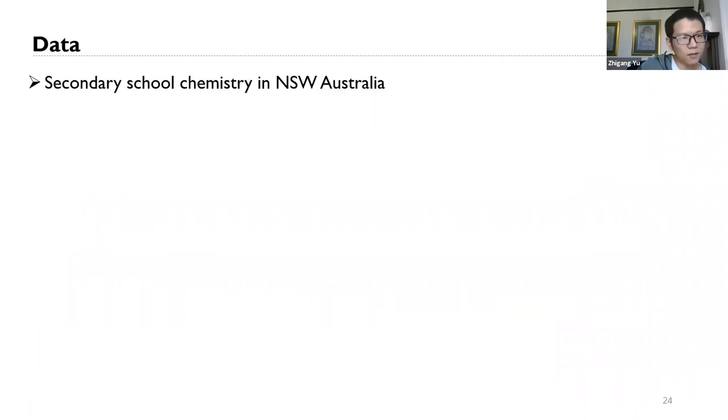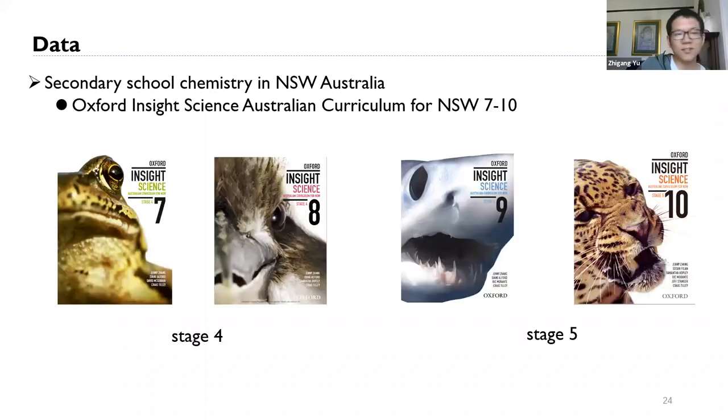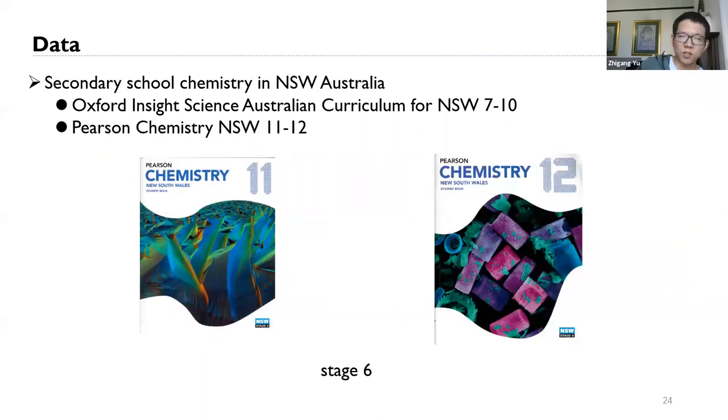So a little bit about data. I used secondary school chemistry textbooks in New South Wales, Australia. So Oxford Inside Science Australia from year 7 to year 10, which are divided into stage 4 and stage 5 separately, and Pearson Chemistry New South Wales year 11 and year 12. This is stage 6.